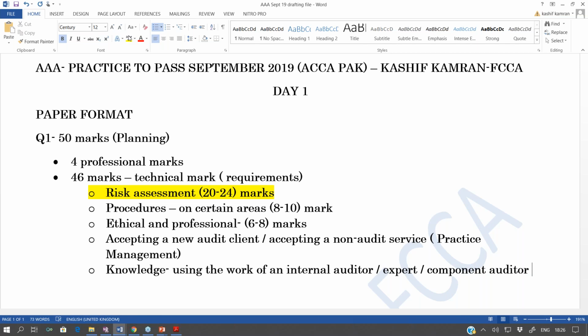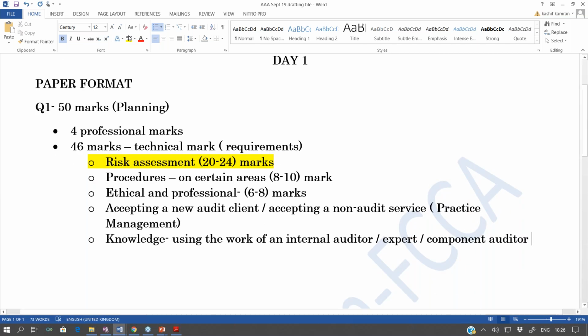So it's quite a diversified question, right? But the main core area of the first question, where almost 50% of marks are allocated, is an area which is known as risk. The rest is important, but they keep fluctuating from one exam sitting to another. But this is an ideal breakdown of what mostly comes in the first question. And more importantly, the four professional marks.